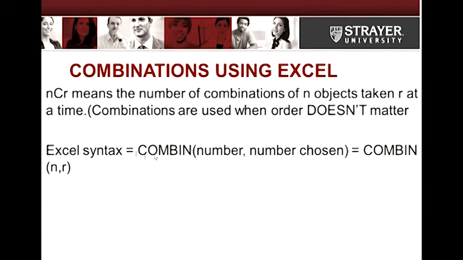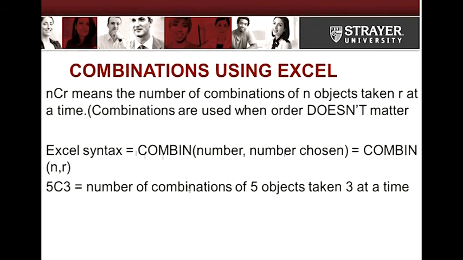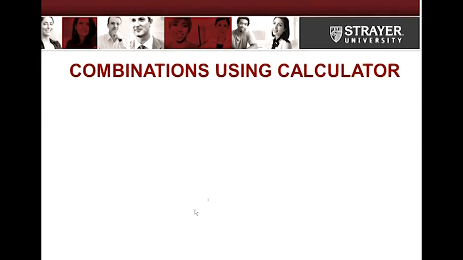Excel syntax is C-O-M-B-I-N, COMBIN, and the number, comma, the number chosen. So it's n, comma, r. The larger number always goes first, then the smaller number. So 5C3 would be the number of combinations of 5 objects taken 3 at a time. COMBIN(5,3) would be 10.